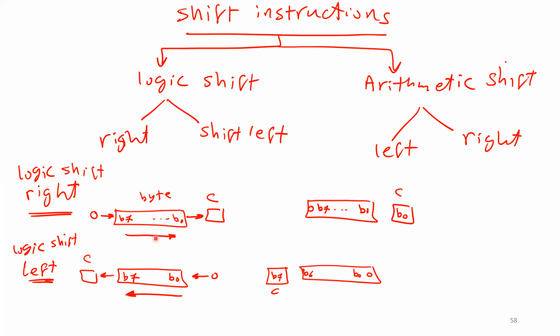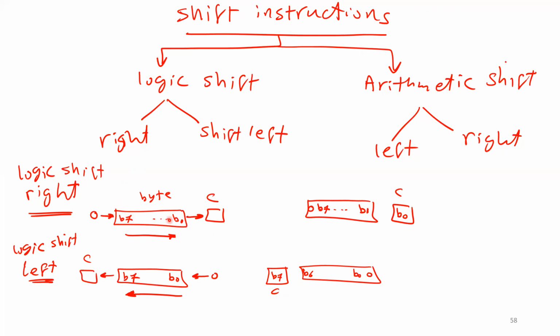If I shift this byte to the left, what does it mean? It means every bit is going to be shifted to the next position. So bit 7 has to go to location number 6, instead of location number 7. And then we always shift in 0. So in location number 7, we put 0. Location number 6 should have bit number 7.